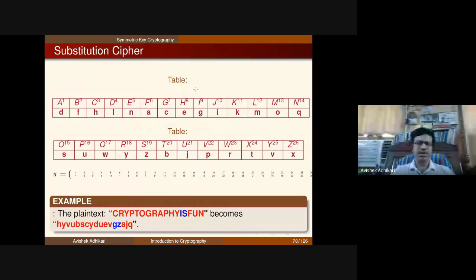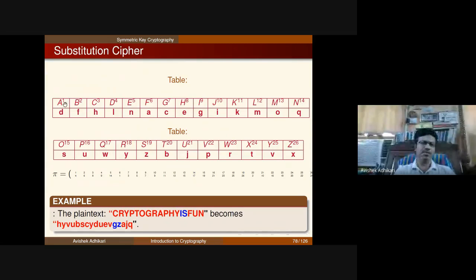So what is that scheme? Suppose my plain text is from A to Z. Now I want a scheme in which I define the ciphertext. How? Wherever I get A, I will replace it by D. Wherever I get B, I will replace it by F. Wherever I get C, I will replace it by H, and so on. So wherever I get X, I will replace it by Z.